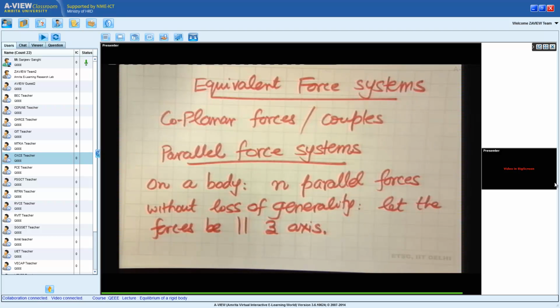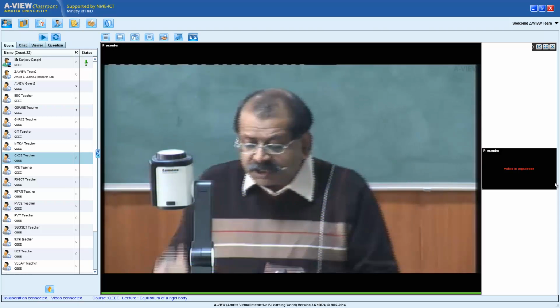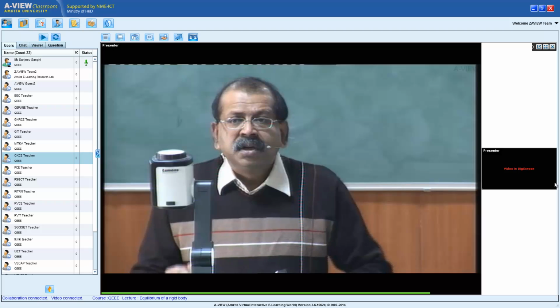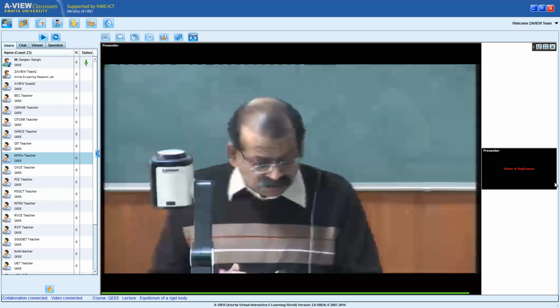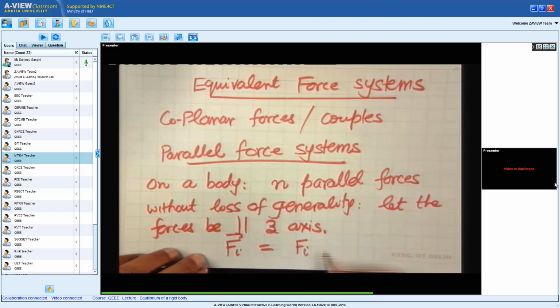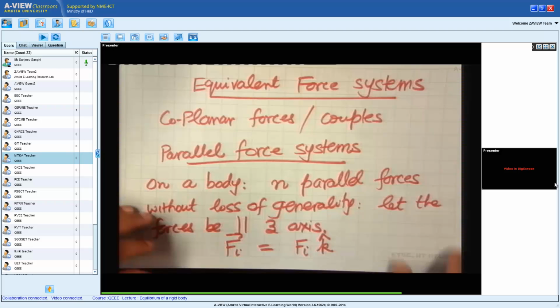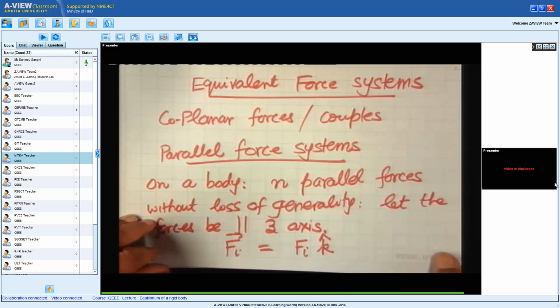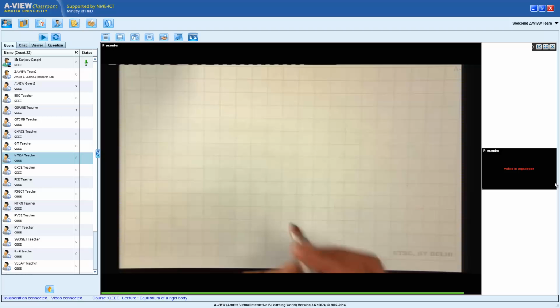So what we have done here is, we have chosen our coordinate system such that the z-axis is either parallel or anti-parallel to these forces. So that means these Fi vectors, we can write as Fi scalar times a unit vector k, and Fi can be either positive or negative. If Fi is positive, then we are parallel to the z-axis. If Fi is negative, we are anti-parallel to the z-axis.